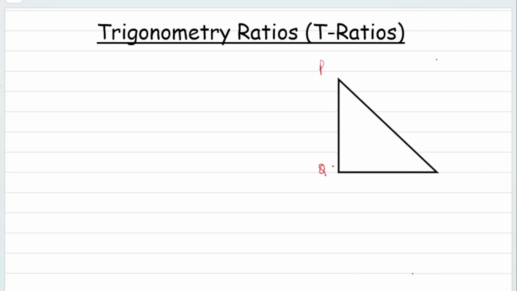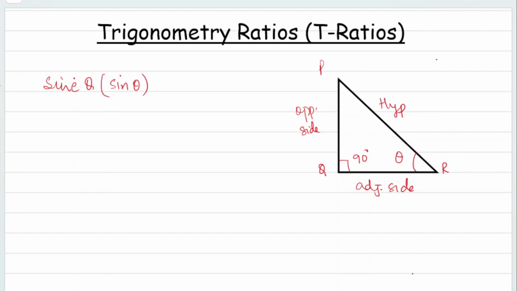So I will again name the triangle as PQR, where my angle Q is 90°, and I will pick any one of the acute angles and name it theta. And this is of course the hypotenuse. The side opposite to theta is of course the opposite side, and the side touching theta is called the adjacent side. Now, the three primary trigonometric ratios with respect to this angle theta: the first one is sine of theta, and in short it is written as sin theta. This sine theta is the ratio of the opposite side to the hypotenuse.